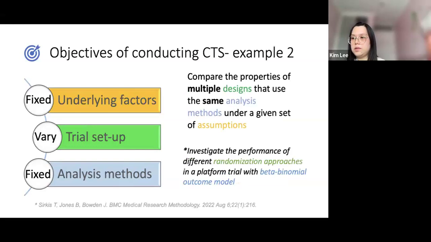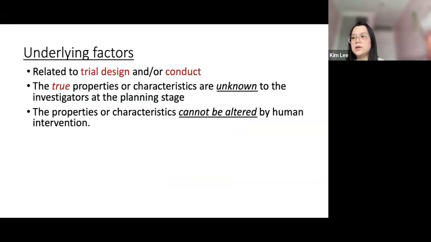Another example of simulation objective is to compare the property of multiple designs that use the same analysis methods under a given set of assumptions. The paper cited here investigated the performance of different randomization approaches in a platform trial with beta binomial outcome model. If you check the limitation discussed in the work, you will then find the assumptions that they have made throughout the simulation study.